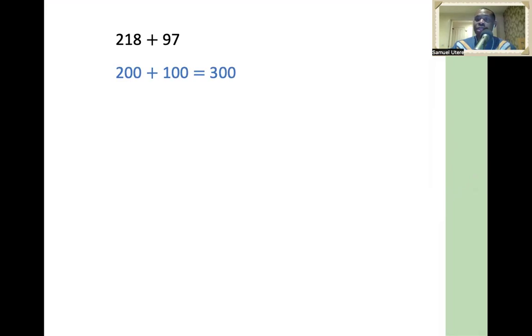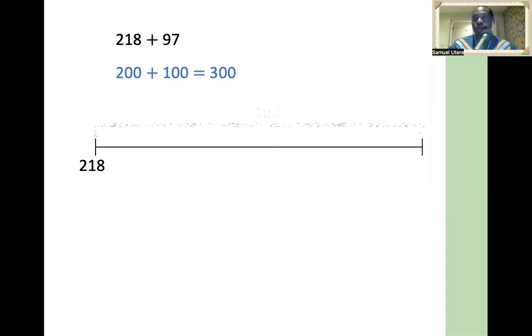Well, I would start by estimating the answer. That way, I would know if I've actually done the calculation, whether my answer is close enough to the estimate or not. So we know that 218 is closer to 200 and 97 is closer to 100. So if we do this calculation using estimation, our answer is going to be 300. However, we can use a number line to do the calculation using a little bit of estimation. So part of our solution will be by estimation.